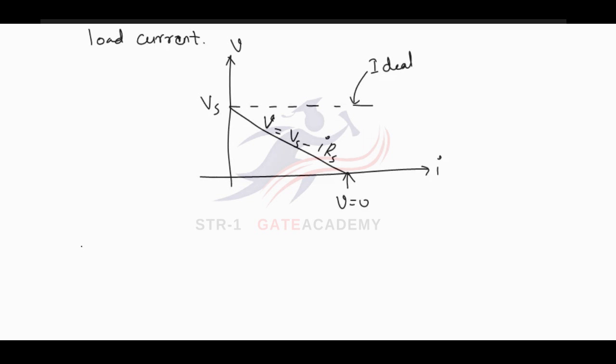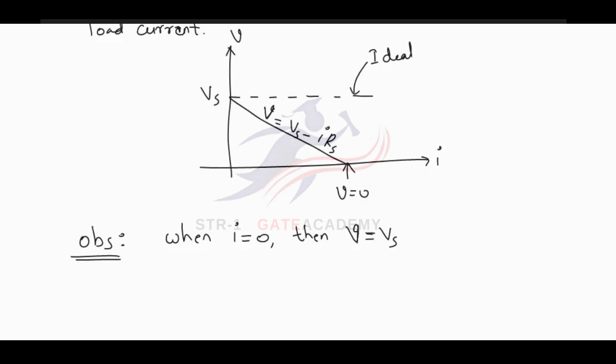Now let me give you an observation. If you make I equals to 0, that is when I is equals to 0, then V, that is load voltage V, is equals to Vs whenever current is 0. And when will current be 0? Current is 0 when it is open circuited.